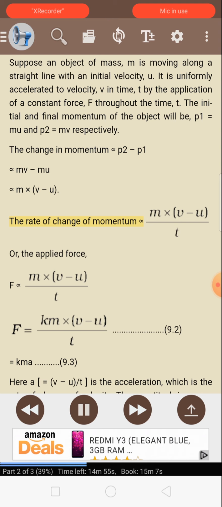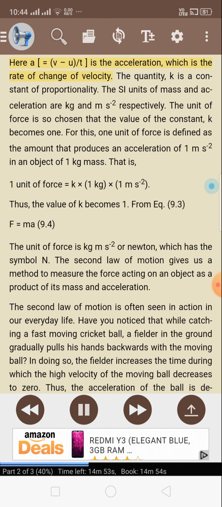The rate of change of momentum, or the applied force F, is proportional to m(v minus u)/t, that is, F equals kma (9.2, 9.3). Here a equals (v minus u)/t is the acceleration, which is the rate of change of velocity. The quantity k is a constant of proportionality. The SI units of mass and acceleration are kilogram and meter per second squared respectively.